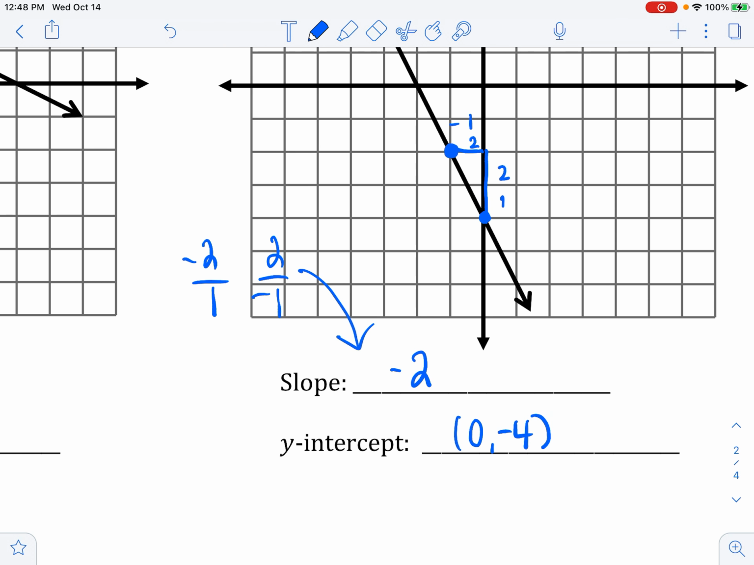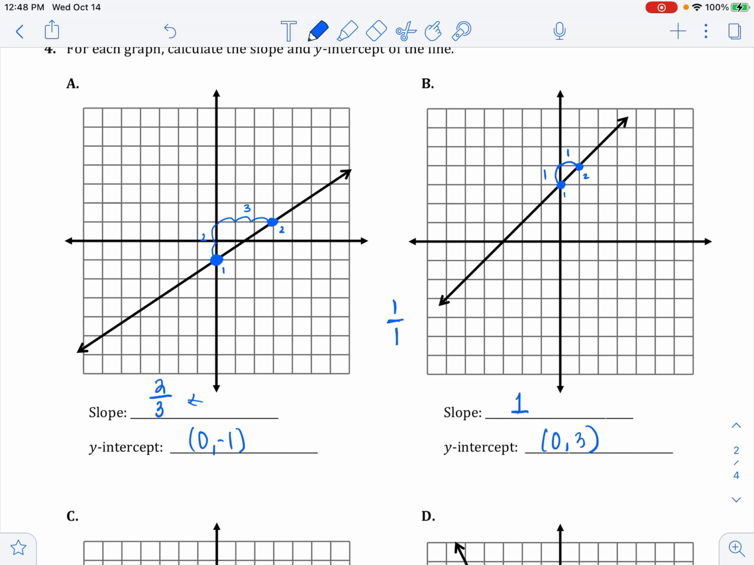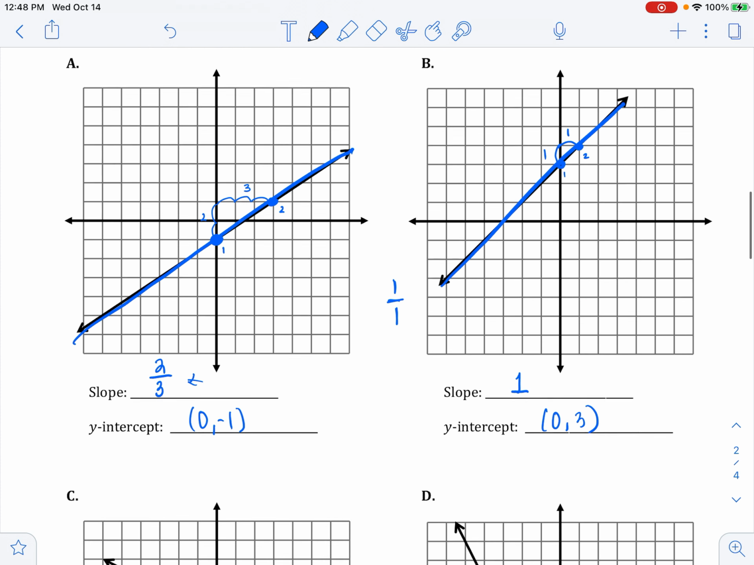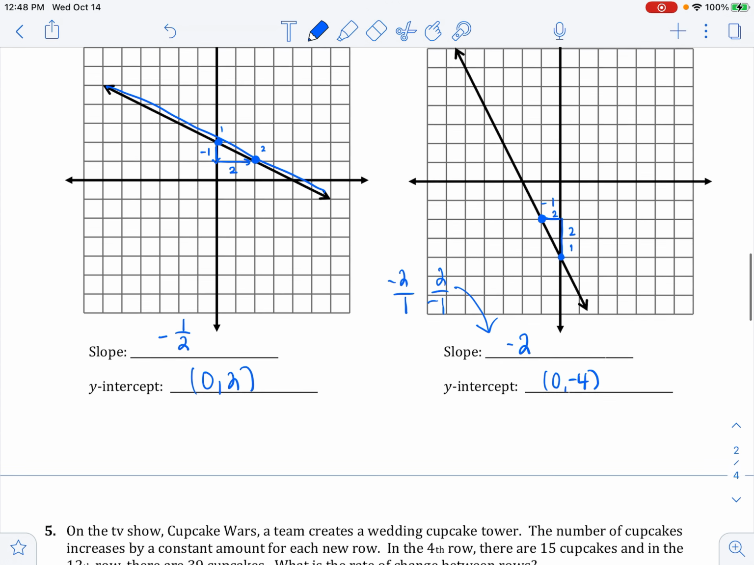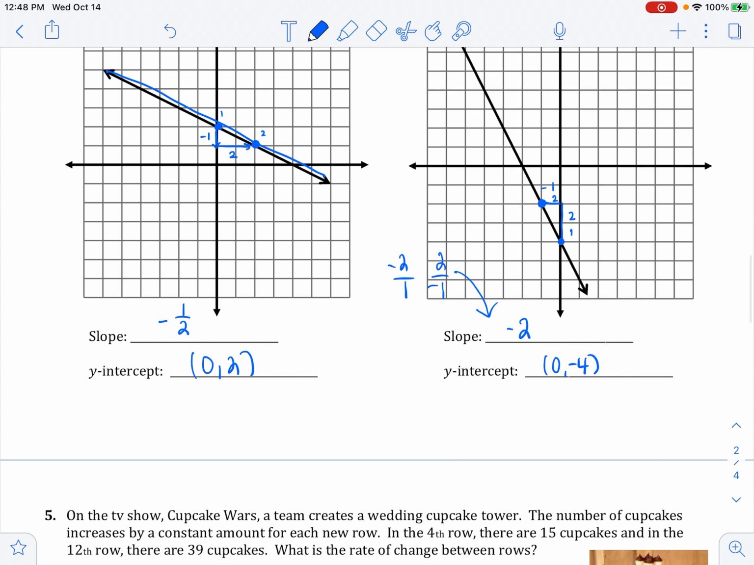Last thing that I'm going to check before I move on: this is a positive number, so I need to have a positive slope line. If you look, it is a positive slope. It's up to the right. This is up and to the right, so that's positive. 1 is a positive number. This is down and to the left, so negative. That's a negative slope. Down and to the left, so negative, and -2 is a negative slope.